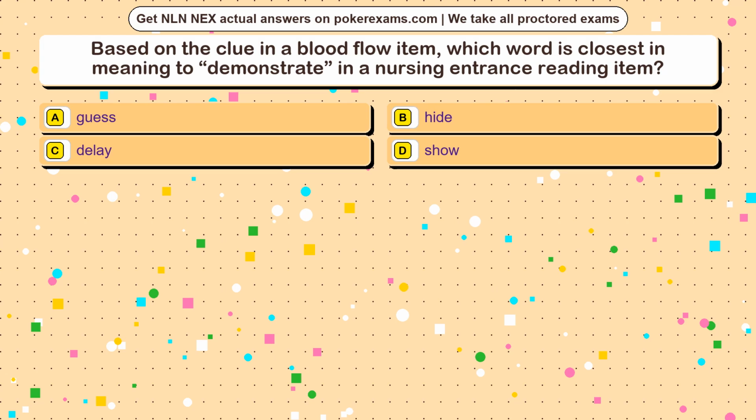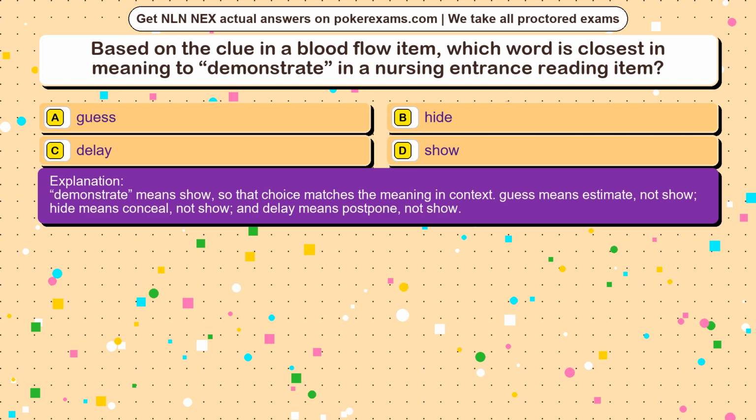The correct answer is option. Demonstrate means show, so that choice matches the meaning in context. Guess means estimate, not show. Hide means conceal, not show. And delay means postpone, not show.